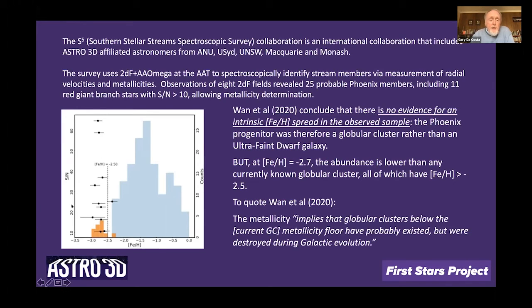But you can see the mean metallicity of these stars is actually minus 2.7, well below the abundances of galactic globular clusters. And in fact, the blue histogram here is the histogram of metallicities of all the galactic globular clusters. You see the peak at around minus 1.5 for the halo clusters, and then the peak around minus 0.5 for the disk and bulge clusters, but none of them are down here. So the paper concluded that globular clusters with metallicities below the current floor probably did exist, but were destroyed during the galactic evolution.